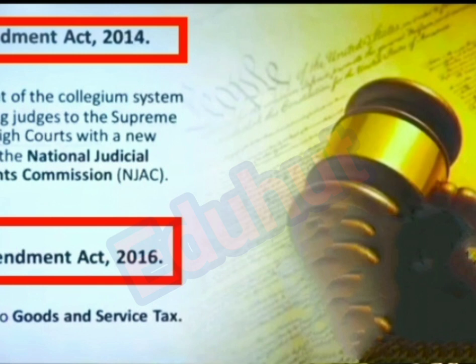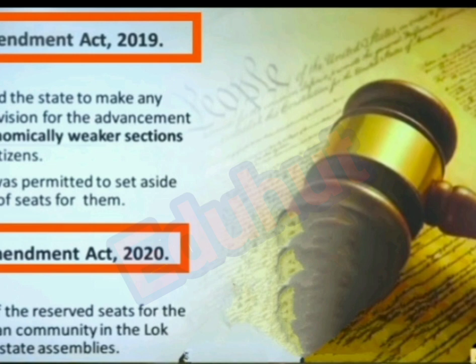101st Amendment Act 2016. Introduction of Goods and Services Tax. 103rd Amendment Act 2019 empowered the state to make any special provision for the advancement of any economically weaker sections of the citizens. The state was permitted to set aside up to 10% of seats for them. 104th Amendment Act 2020. Removal of the reserved seats for the Anglo-Indian community in the Lok Sabha and the state assemblies.